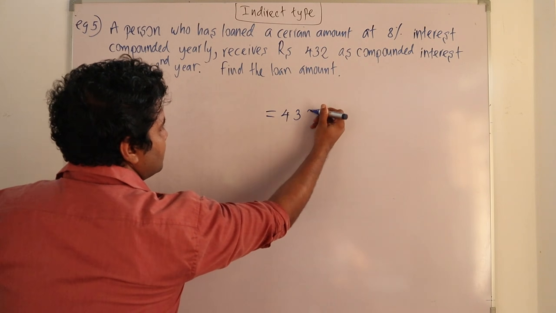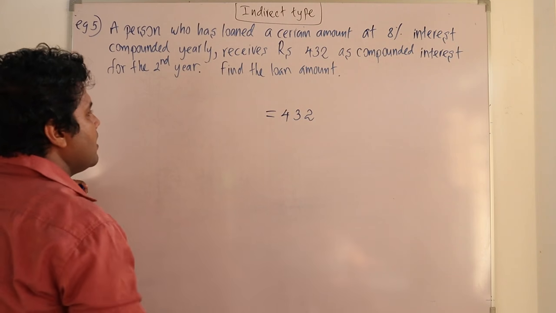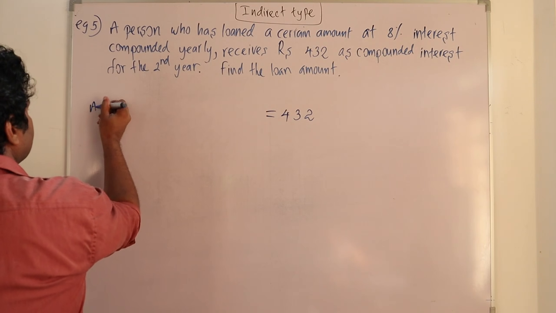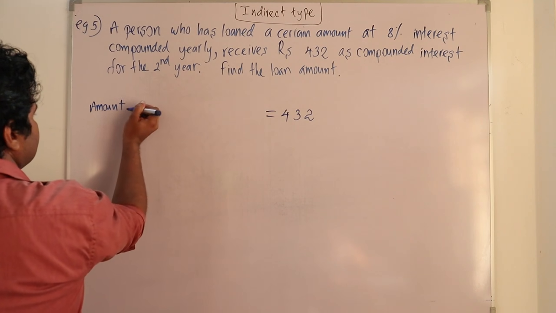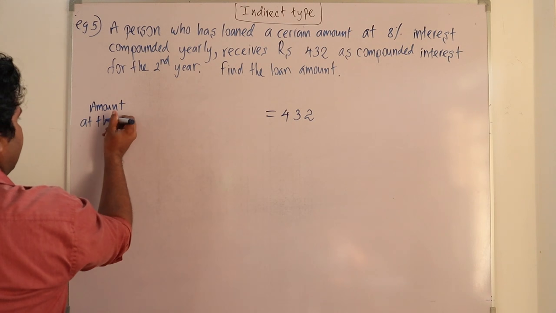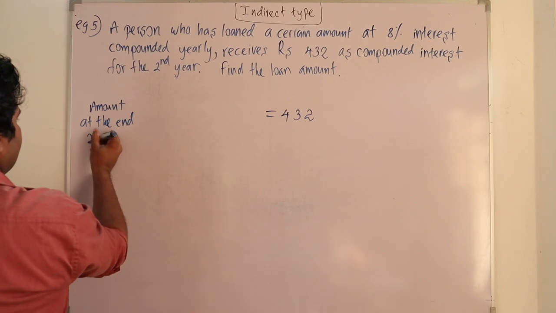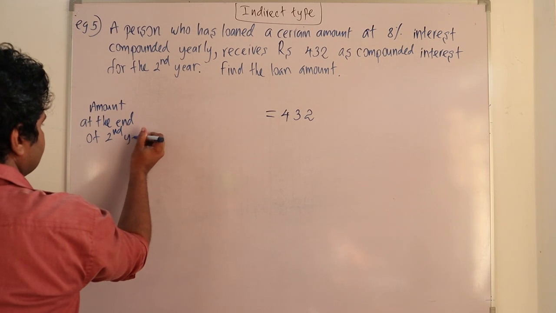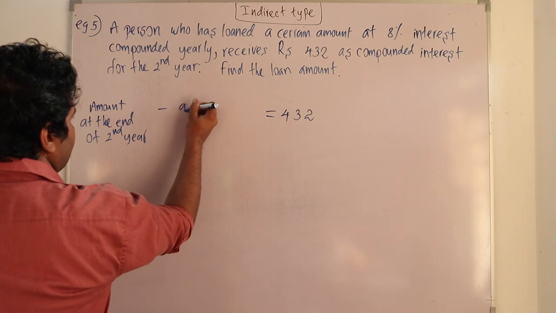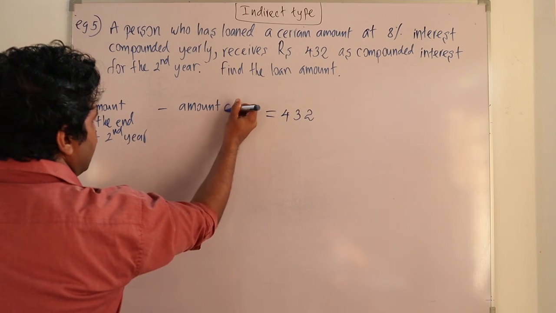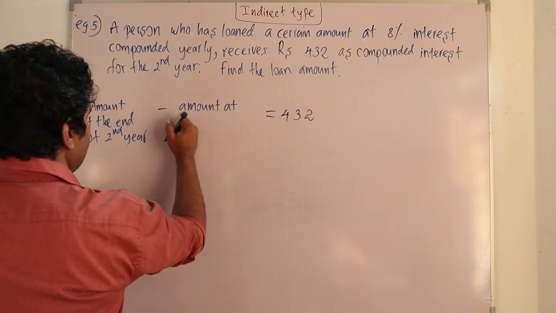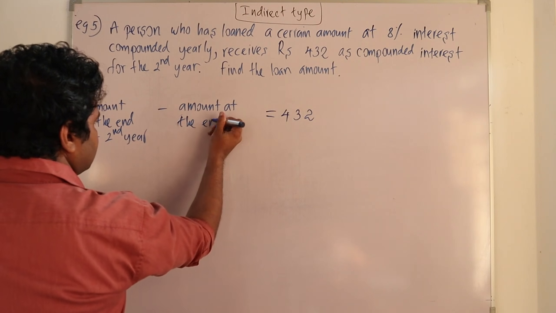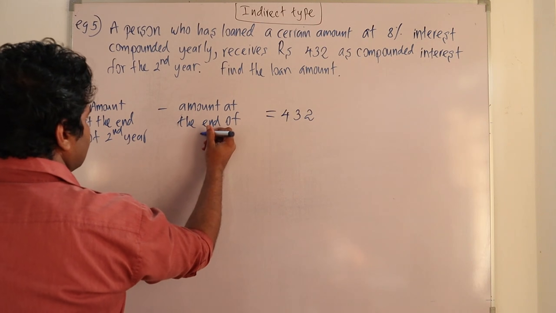432 should be the amount at the end of the second year minus the amount at the end of the first year.